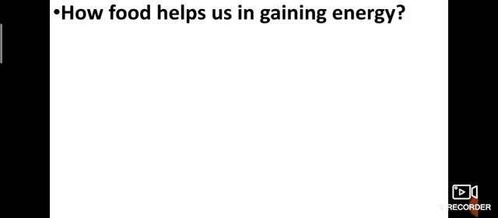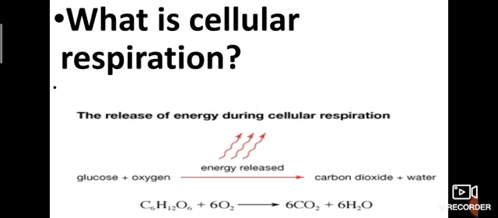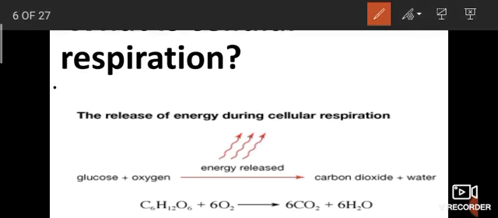Okay, dears, every cell gets respiration. What is cellular respiration? Cellular respiration can be defined as the process in which the food that we eat is broken down inside the cells, which results in the release of energy. Already we discussed that. When you take the food, after respiration, it is digested and releases certain energy. So here, see, this glucose is the food.